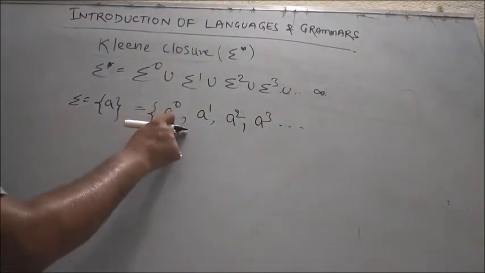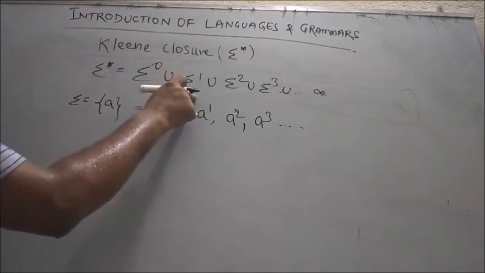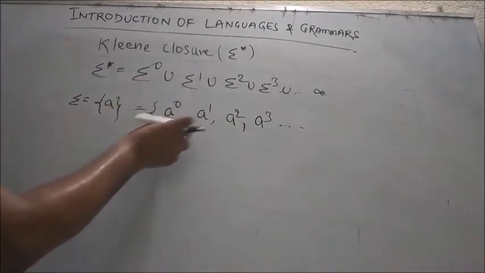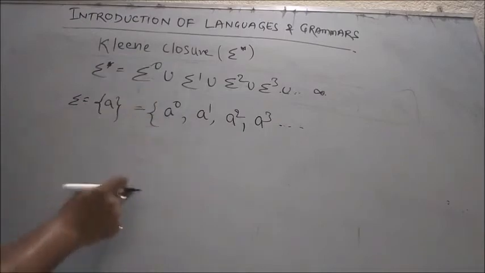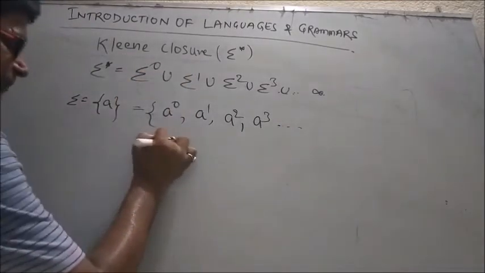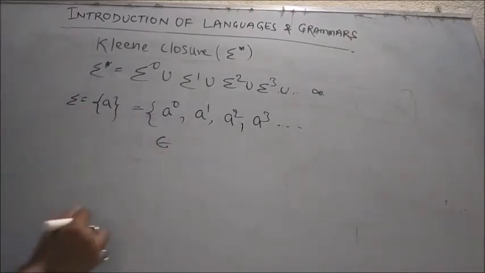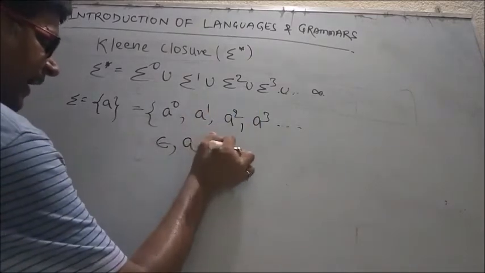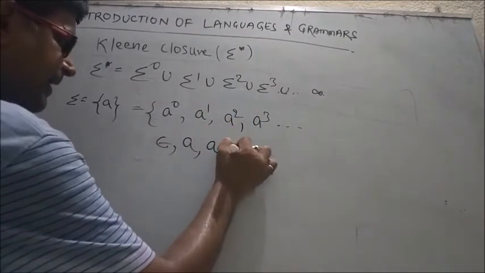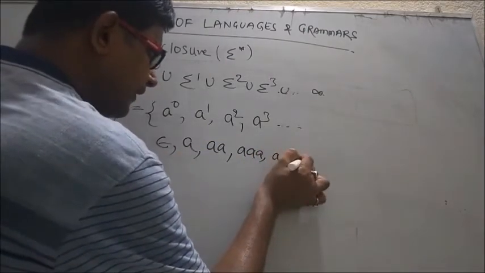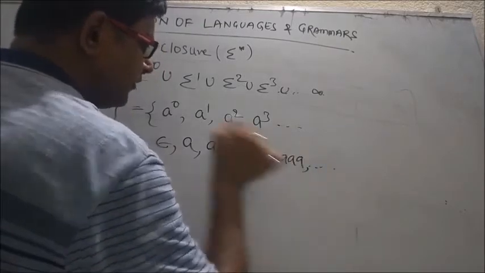Why have I taken a comma? Because here it is union. Union means combination of these sigmas, and ultimately we will get different strings. From the first string, I will get A raised power 0, that is epsilon. Comma. From here I will get A, from here I will get A square, that is AA. Triple A, 3 instances of A, 4 instances of A, and so on.